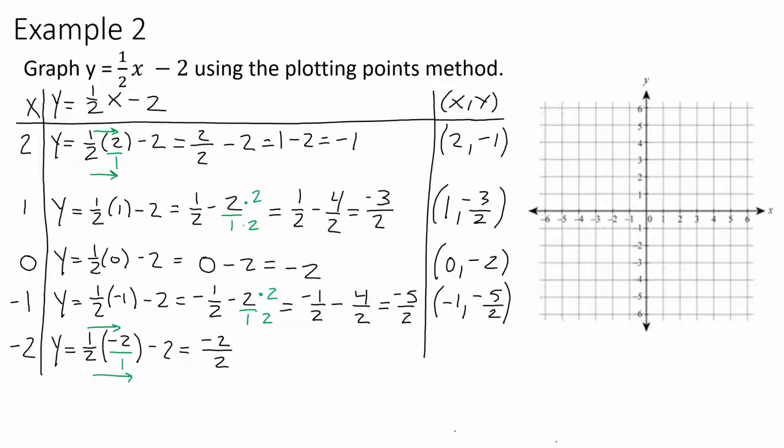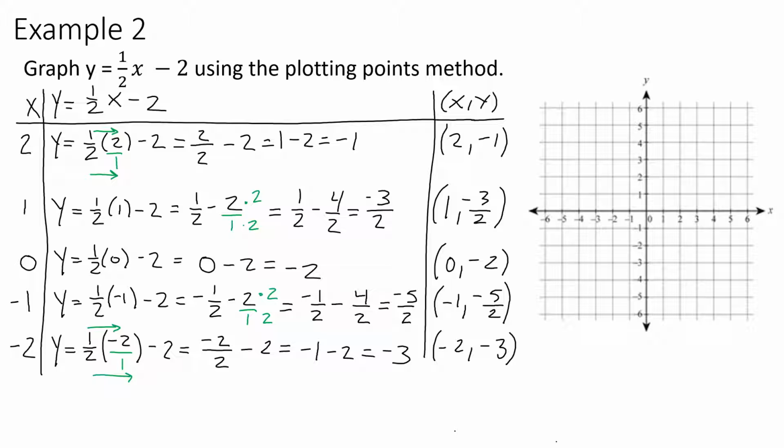And then from the equation, I have minus 2. So that gives me negative 2 divided by 2 minus 2. Well, I can clean that up because negative 2 divided by 2 is negative 1, minus 2 from the equation. So I have negative 1 minus 2 now. So negative 1 minus 2 is negative 3. So that means when x is negative 2, y is negative 3.